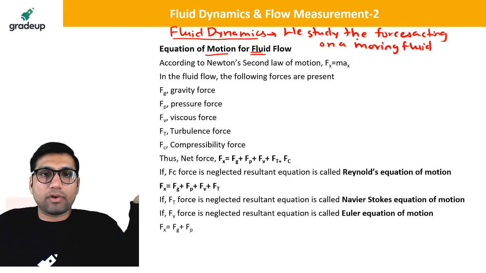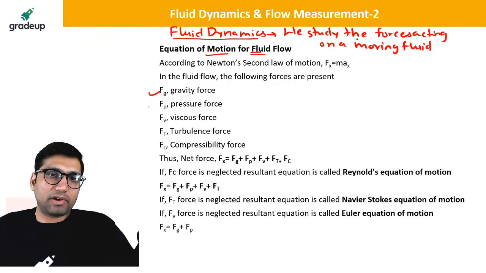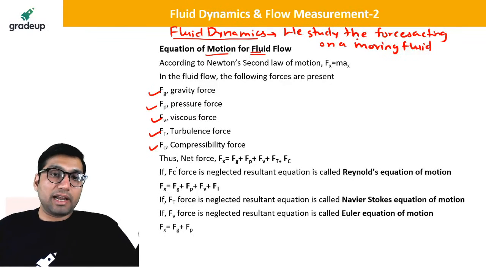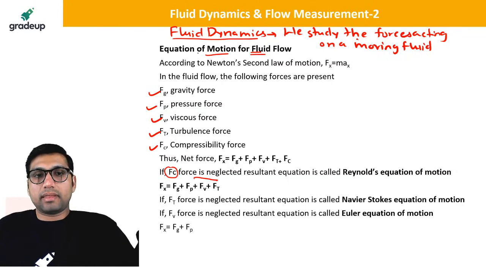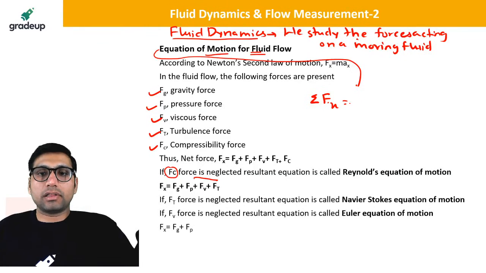So there are different types of forces that we study. We have gravity force, pressure force, viscous force, turbulent force, compressibility force. So my dear students, if the compressibility force is neglected, we can simply say from the equation of motion for the fluid flow, by Newton's law of motion, the net force in any direction is equal to mass into acceleration.